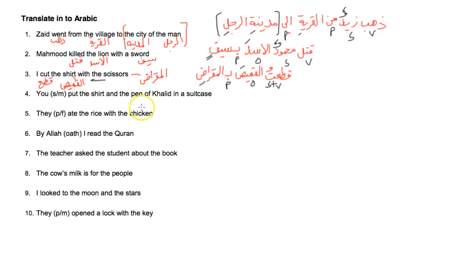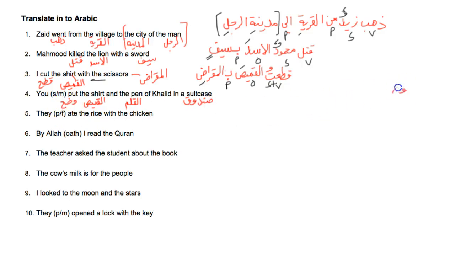You put the shirt and the pen of Khalid in a suitcase. So put is wada'a, the shirt is al-qamis like I showed you before, and the pen al-qalam, and Khalid, and in a suitcase, sunduq, or you can have maybe haqiba as well. It's another word that you can use. Okay, so or shanta, so whatever word you've used, so long as you remember the vowels.